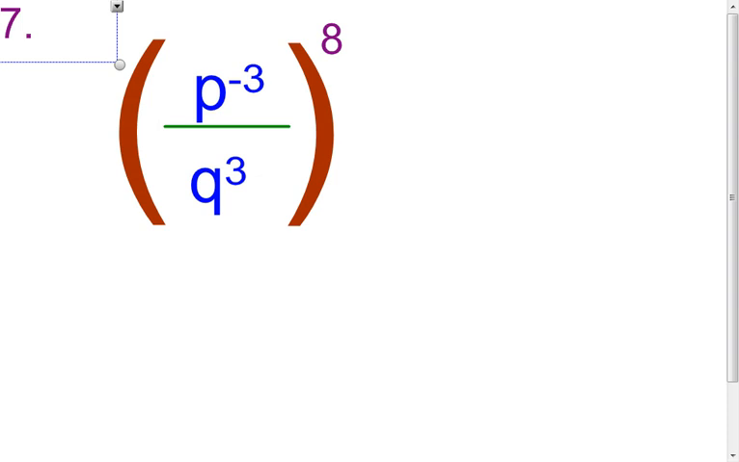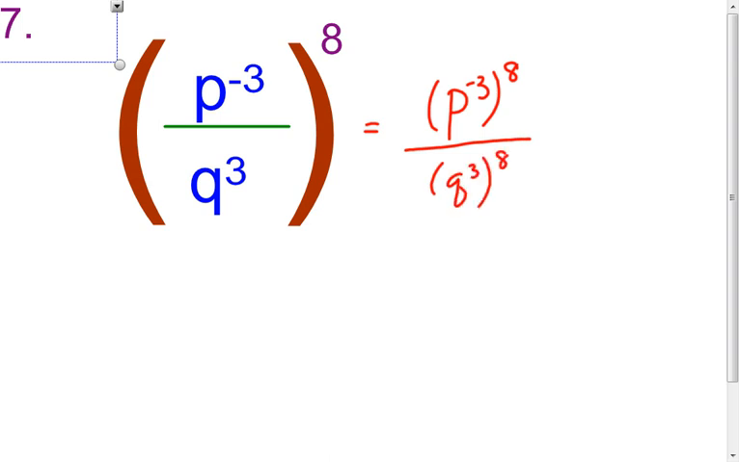Okay, here we are raising a fraction to a power. So just remember that when you're raising a fraction to a power, you're really going to take the numerator and raise it to a power, and the denominator and raise it to that same power. Okay, so don't get freaked out about fractions. Then p to the negative 3 to the 8th power. When you're raising a power to a power, you multiply. So I would have p to the negative 24. On the bottom, q to the 3 times 8 would also be q to the positive 24.